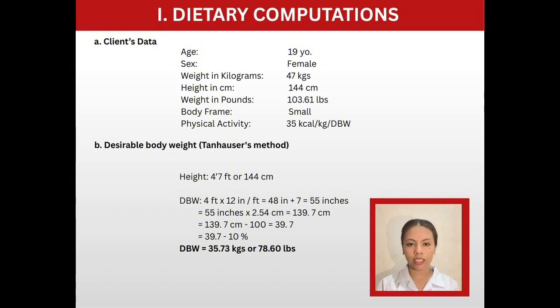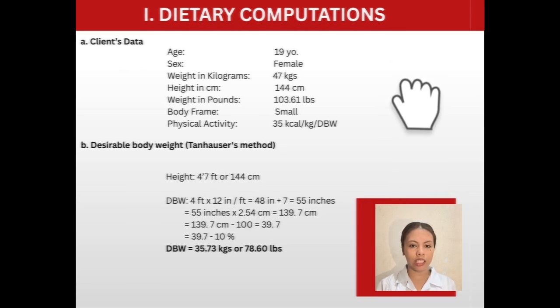Now, in computing for our client's desirable body weight using the Tannhauser's method, we convert her height of 4 feet and 7 inches into inches, which gives us around 55 inches. And then converting her height in inches to centimeters by multiplying 55 by 2.54, which gives us now 139.7 centimeters. Now we subtract 100, which gives us around 39.7, and deduct 10% for Asian or Filipino frame, which gives us now a desirable body weight of 35.73 kilograms or around 78.6 pounds.